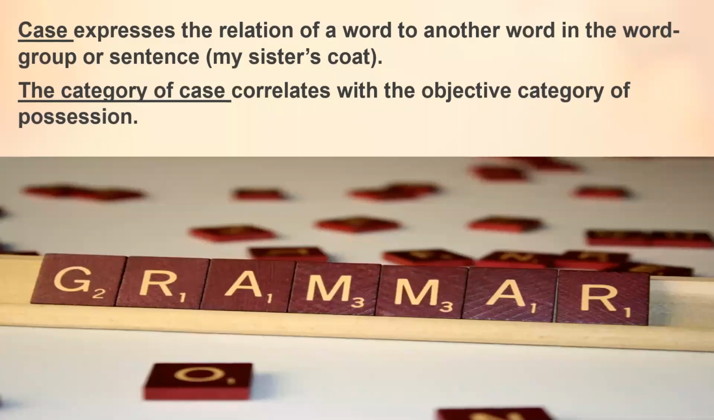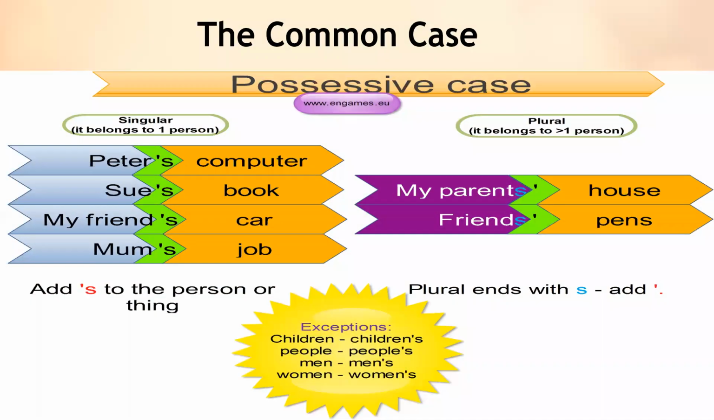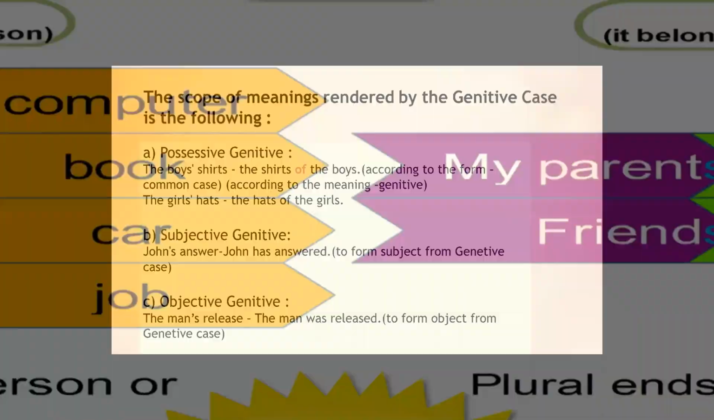Let us discuss the category of case. Case expresses the relation of a word to another word in the word group or sentence, like, for example, my sister's coat. The category of case correlates with the objective category of possession. As you see in this table, the common case and the possessive case. In the singular, it belongs to one person, or in the plural, it belongs to more than one person.